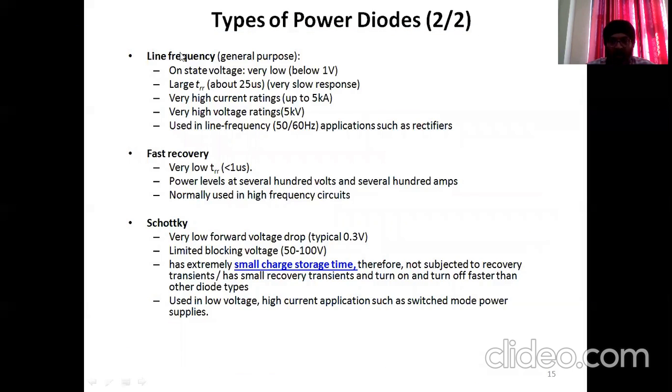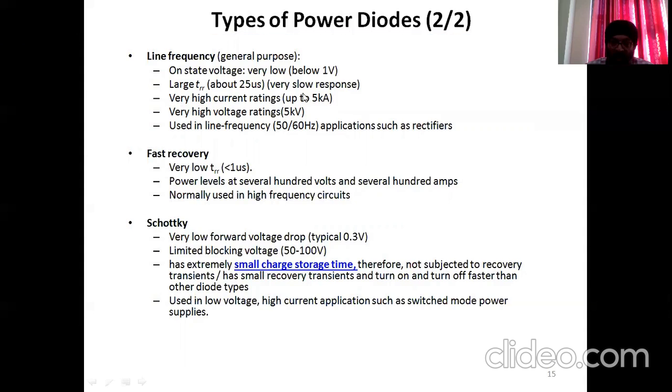So these diodes can be line frequency or general purpose diodes, where the on-state voltage is very low, like 1 volt or even less, meaning the threshold voltage is very low. And the reverse recovery time can be very large. So if the reverse recovery time is large, we have to wait for a longer time period before the next conduction starts to happen. So for low speed applications, we can use these diodes.